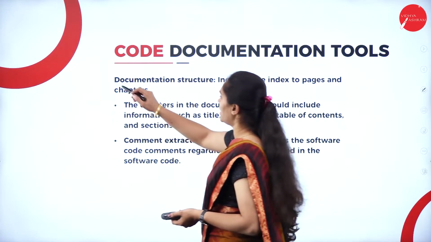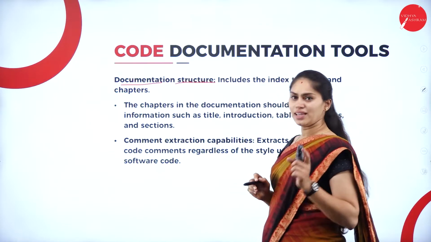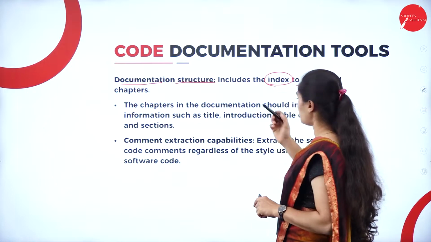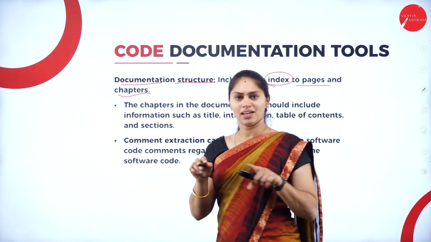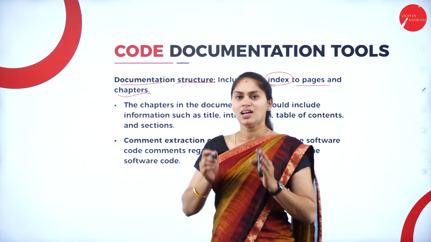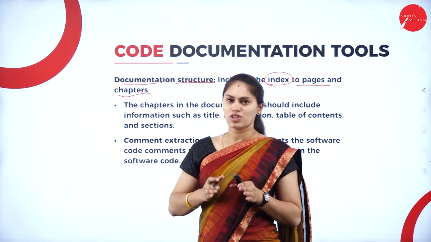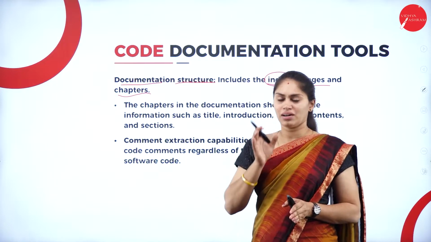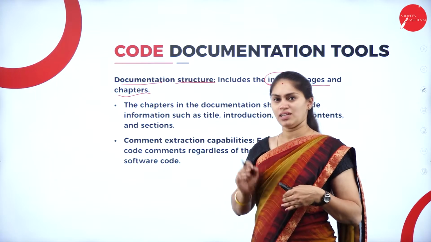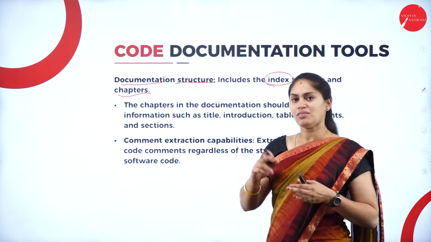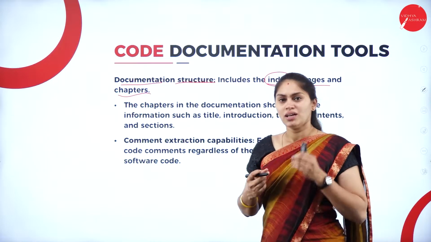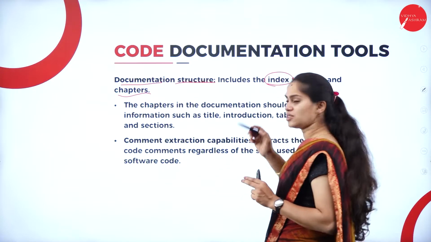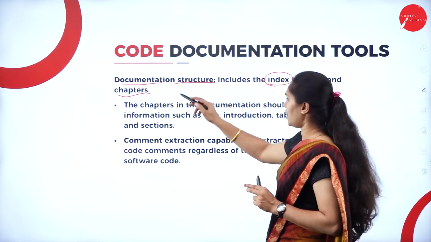So next we have documentation structure. This feature includes the index to pages and chapters. We already know about the index, which we have on the third or fourth page of every book. What does this index comprise? A serial number, chapter name or unit name, subunit name, along with its page number, right? We can reach a particular page just by looking into that index. Here also we have an index to the particular pages as well as to the chapters.